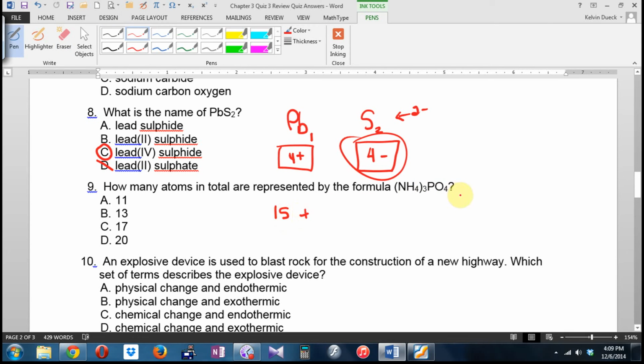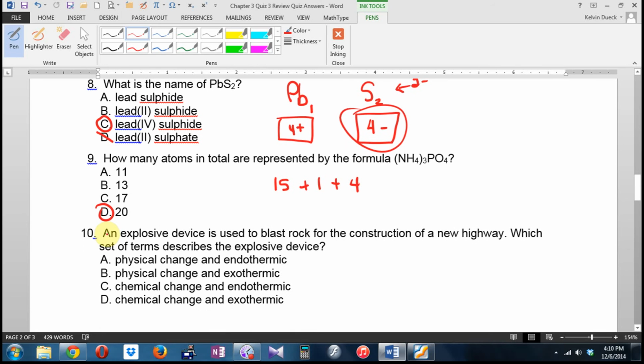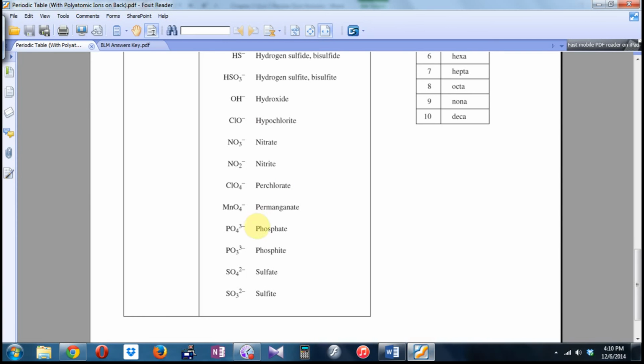Is there a number out here? No. What about this 4? Is it on the P? It would only be on the P if it was in brackets like that. It's not, so that 4 is only acting on the oxygen, not on the phosphorus. There's 1 phosphorus, 4 oxygens. There is a total of 20 atoms in that 1 compound. By the way, I think that would be ammonium phosphate, (NH4)3PO4.